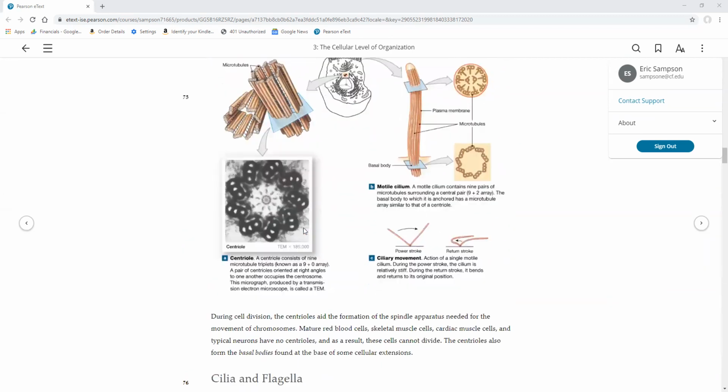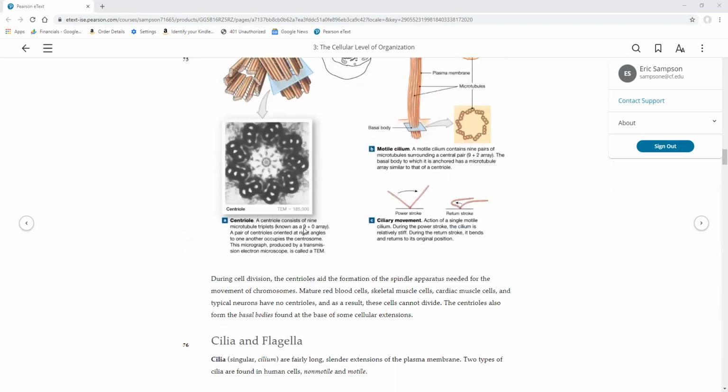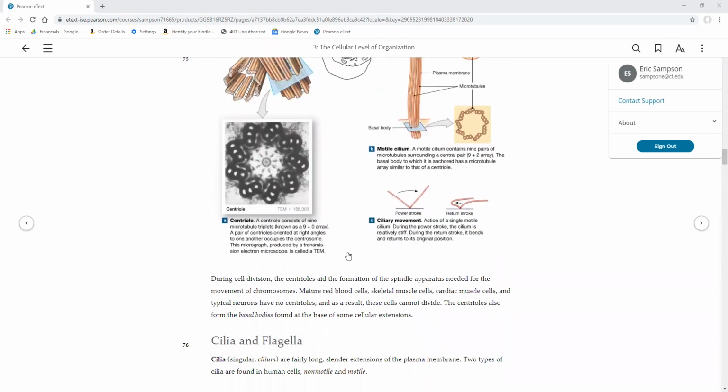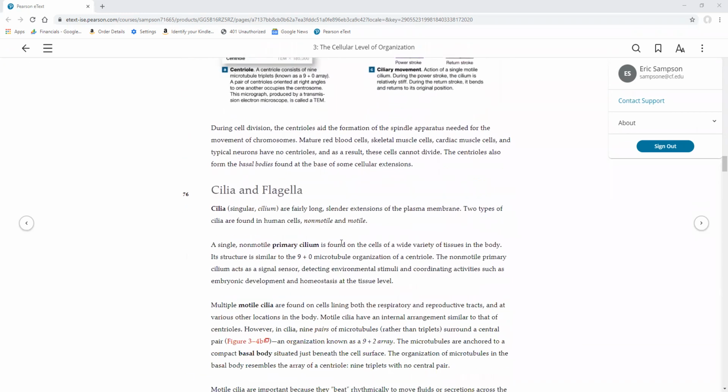Centrosomes and centrioles, there they are. Okay, we talked about this already. Here's your motile cilium, ciliary movement. Okay, this is describing the array that it's set up in. We don't necessarily need to know the array and how it's lined up or set up, just what it is and how it works.